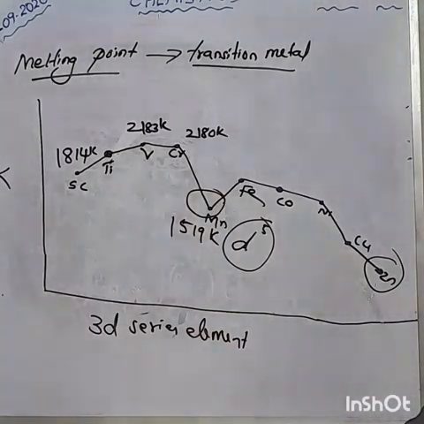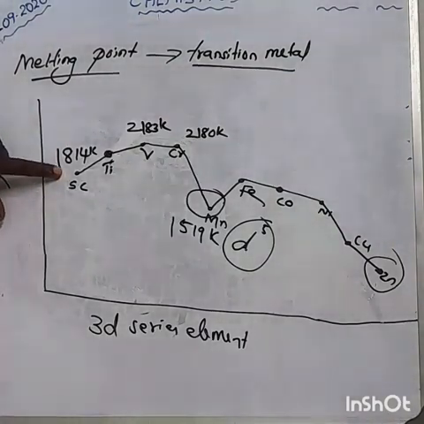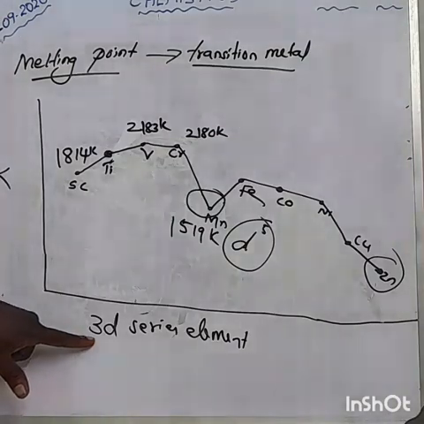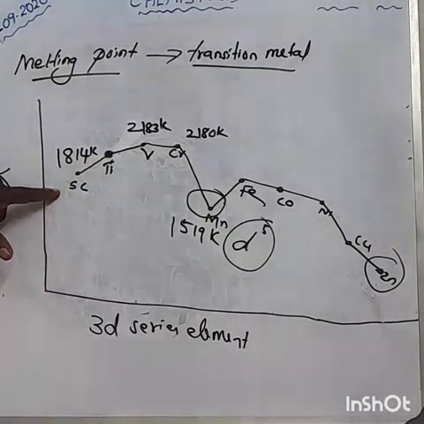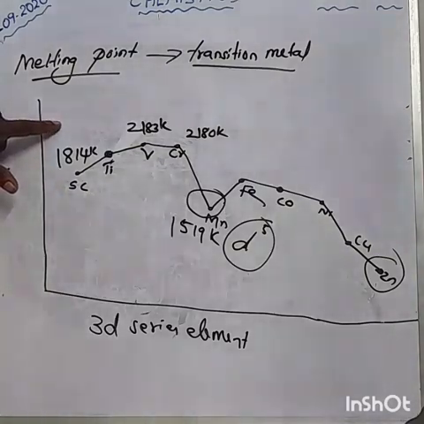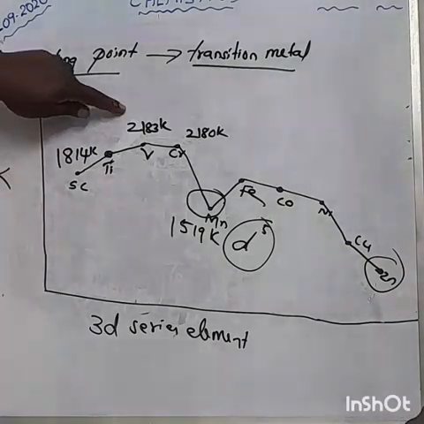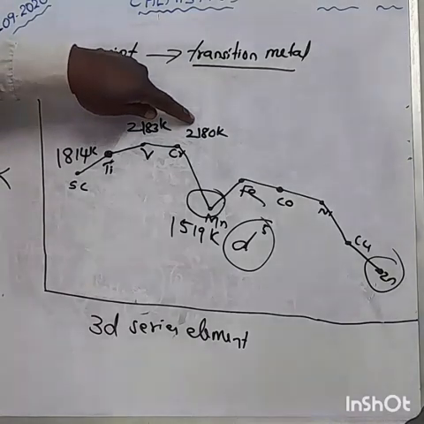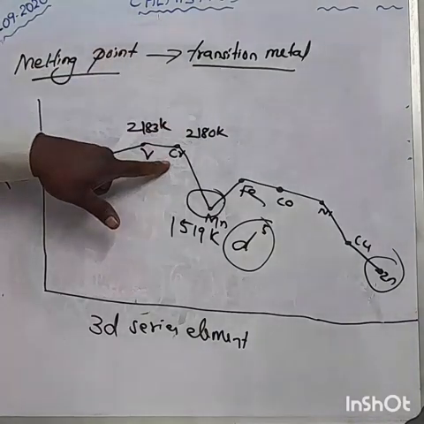Okay. Anyhow, in the first series, the melting point increases. The first series means we are taking 3D series, 4D series, 5D series, 6D series, etc. Am I right? That is the first series, that is the 3D series. The melting point increases from scandium, 1814 Kelvin, to a maximum at vanadium, 2183 Kelvin. Okay, which is close to 2180 for chromium. Am I right?